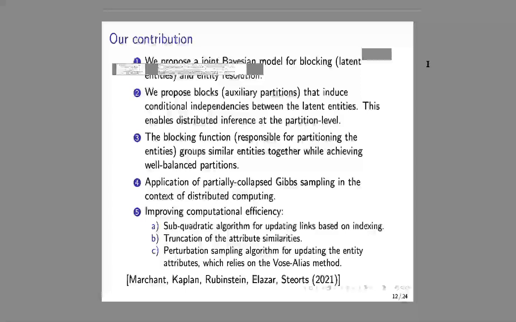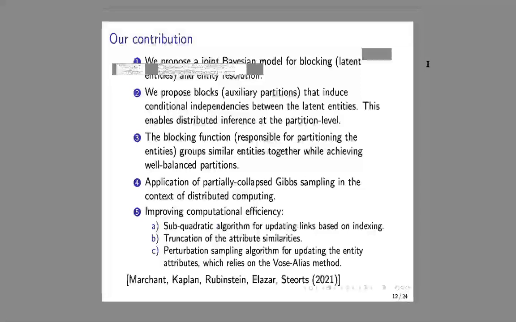Then we apply a partially collapsed Gibbs sampler from Van Dyke and Park in the context of distributed computing. We had to change some things a little bit from the vanilla one that they use in their paper, and the details of that can be found in our JCGS paper. Then we do some things to improve computational efficiency even more. We propose a sub-quadratic algorithm for updating the links that is based on indexing. We do truncation of the attribute similarities.